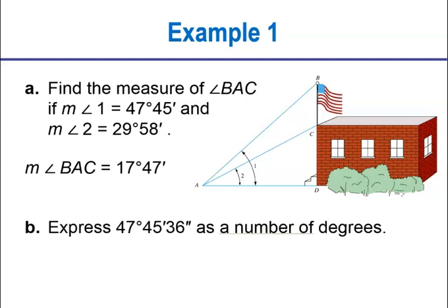Now there's a question B to this. They want us to express 47 degrees, 45 minutes, and 36 seconds as a number of degrees. So they want this as degrees only as a decimal. How could we possibly do this? Okay, degrees only. So remember, we're going to leave the 47 degrees, right? Because it's already in degrees. So we have 47 degrees.